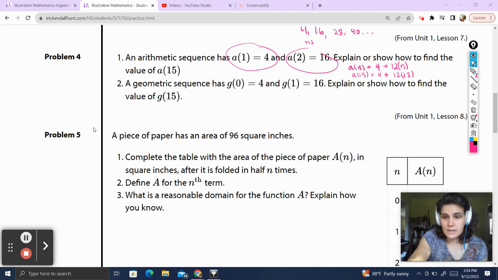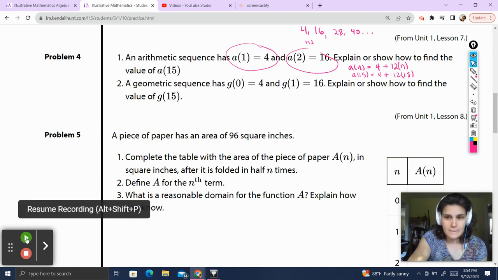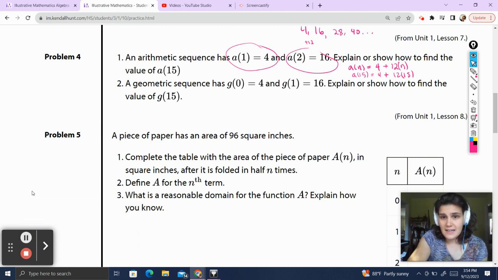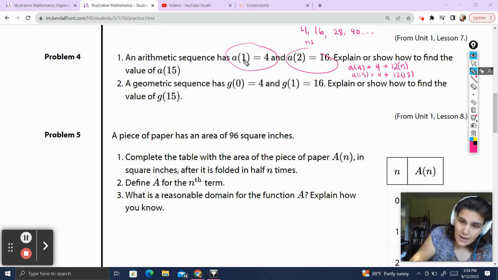Pause this video if you need a second to go over it, because that was our first arithmetic sequence that we've dealt with in this problem set. And I realized that I just made a quick mistake here, because we're not given a of 0 is equal to 4. We're given a of 1 is equal to 4. So when we're looking at the second term of our sequence, we're actually not looking at adding 12 twice.